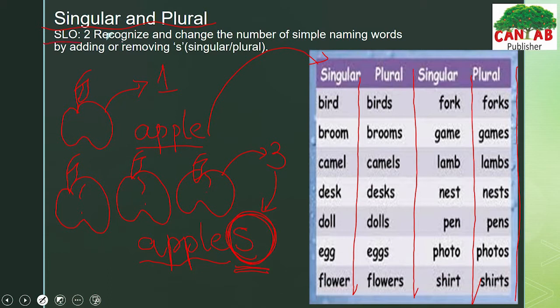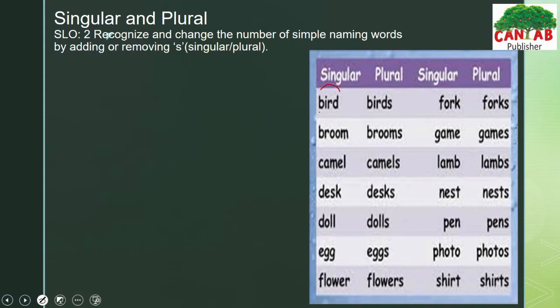If you look at the SLO once again, it says by adding or removing S. When there is one object, one person, one thing, it is written without an S. But when there are more than one, please remember, more than one, are written by adding an S at the end of the word. So let's have a look at this poster.